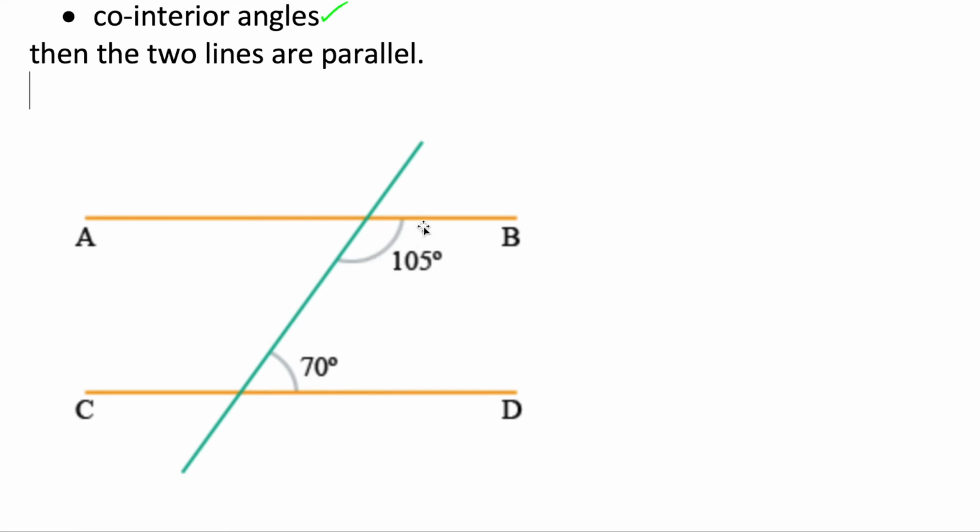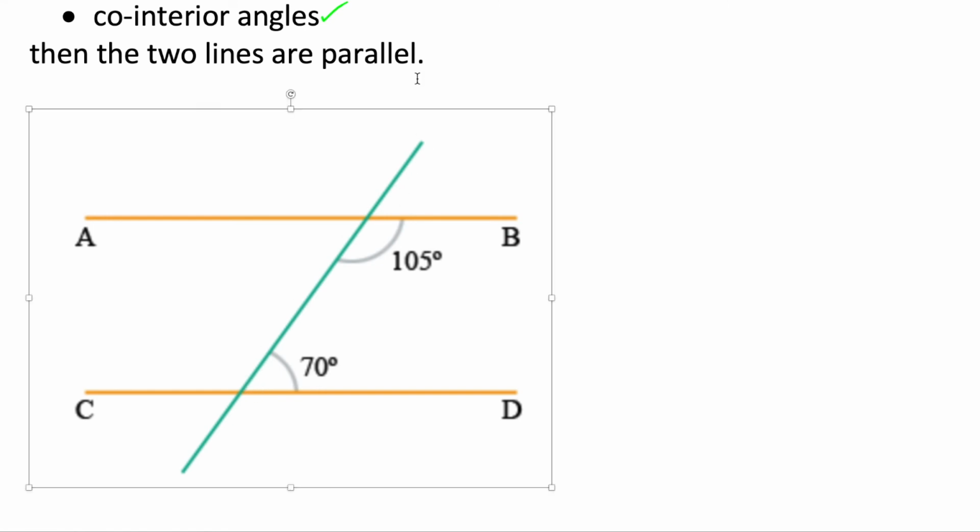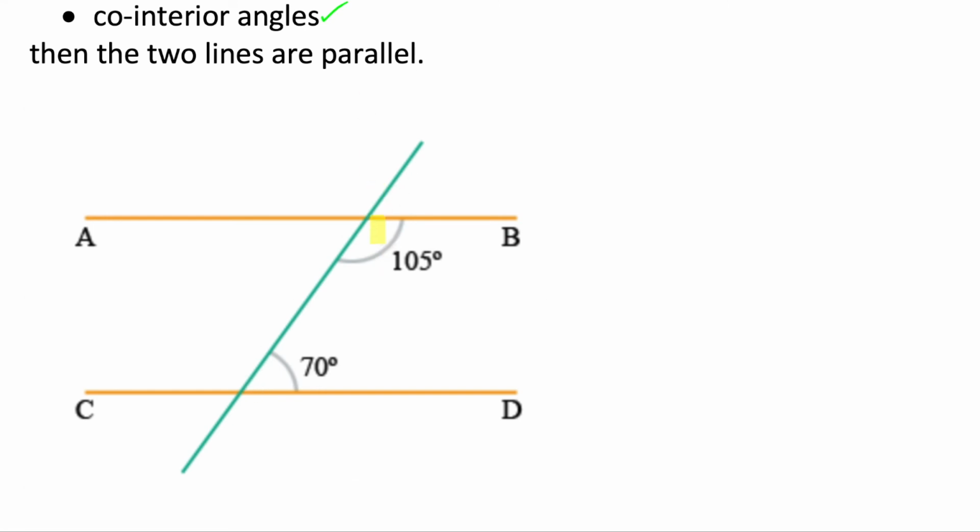So if these two lines were parallel, these will be co-interior angles. Do you agree with me? So these will have to be co-interior angles. And if they are co-interior angles, then they will have to add up to 180. They will have to be supplementary.